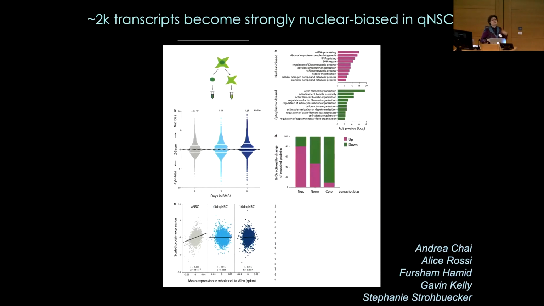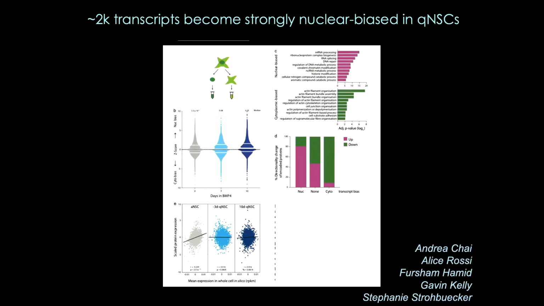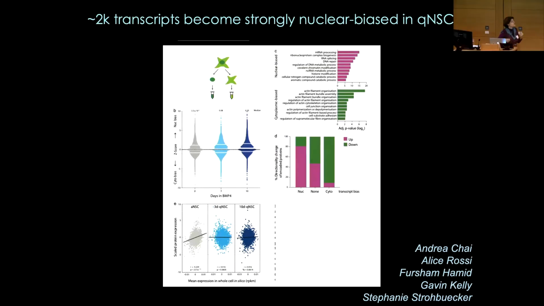Also importantly, this has an impact on protein expression. So with about 80% or more prediction ability, Z-scores that are positive, so transcripts that are held in the nucleus, are downregulated as protein, and conversely, transcripts that increase their cytoplasmic expression relative to nuclear in quiescence are upregulated at the protein level.